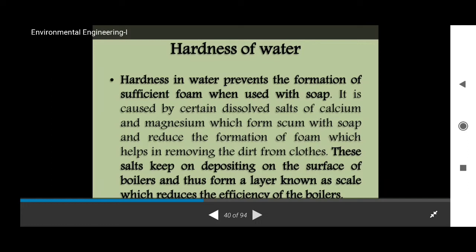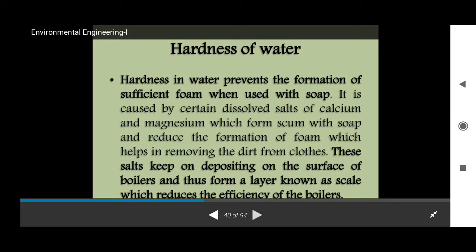So if the amount of hardness is there in water, that surface tension film will not break, and since it will not break, then the foam will not form, and without the formation of foam with the soap, we will not be able to wash our clothes as well as utensils properly.